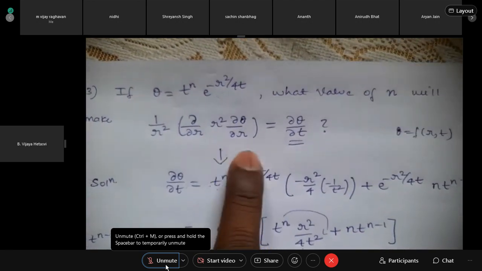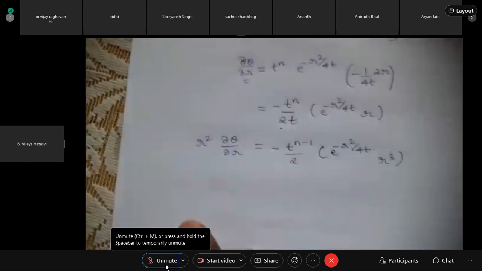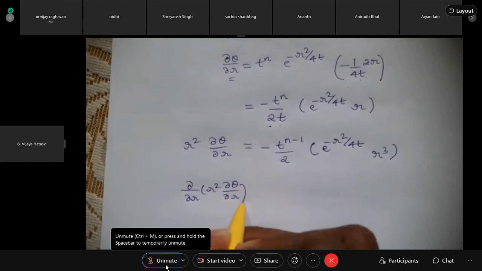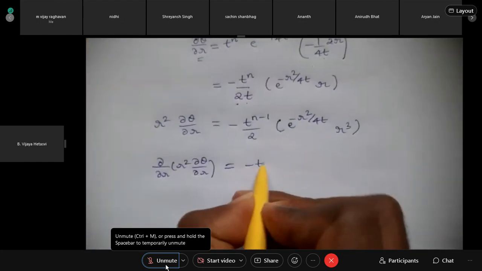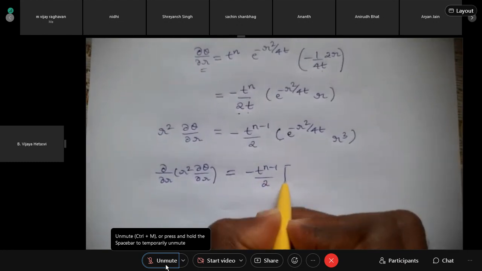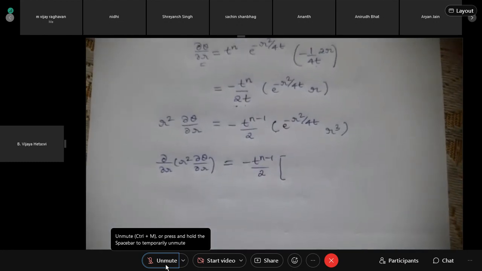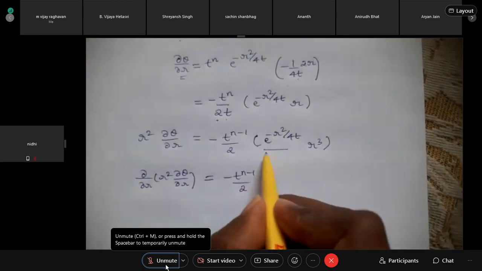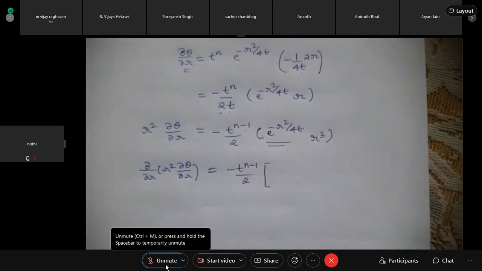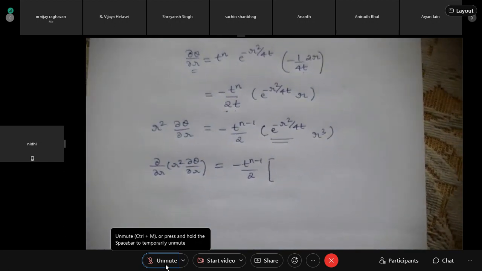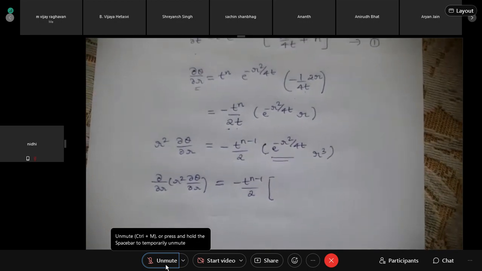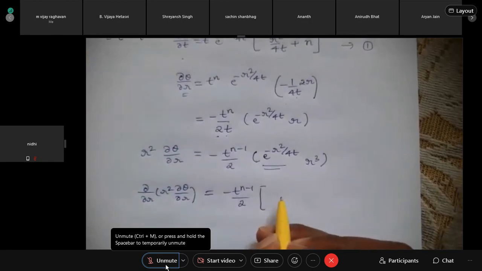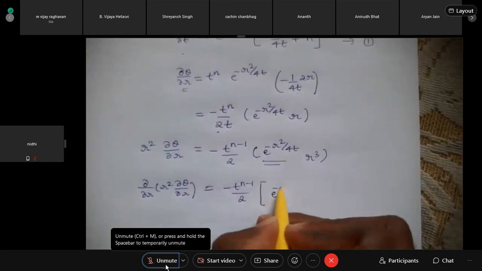What does the next step say? It says that you are supposed to differentiate this r square dou theta by dou r with respect to r again. Shall we treat this t to the power of n minus 1 divided by 2 again as a constant when differentiating with respect to r? Yes. Now we differentiate e power minus r square by 4t multiplied by r cube. It is the product rule. Shall I apply that?